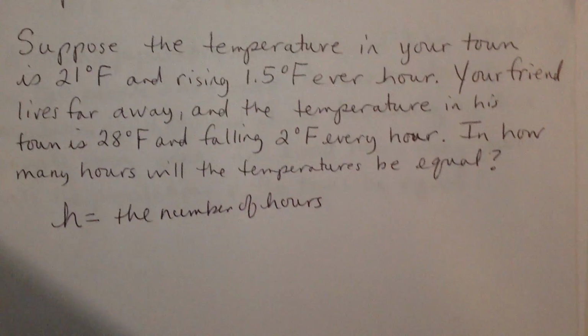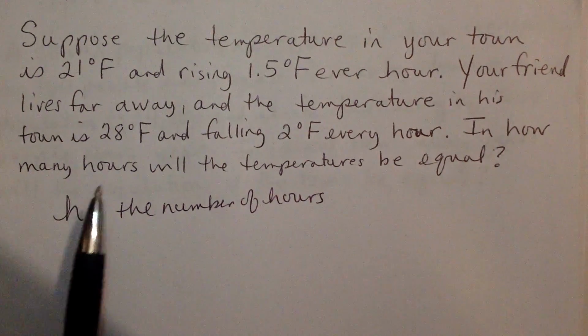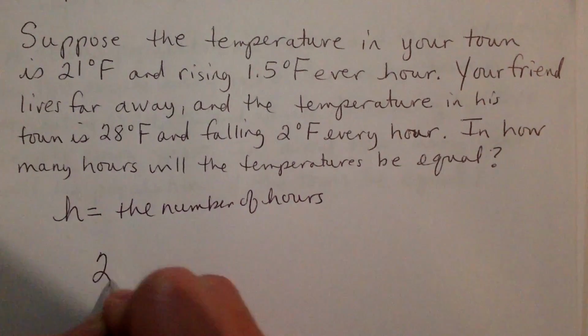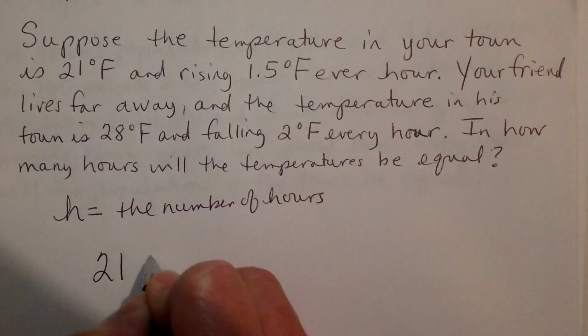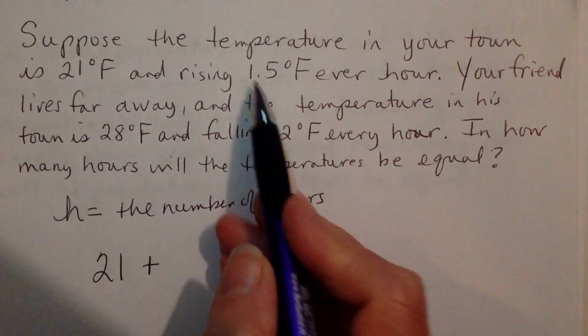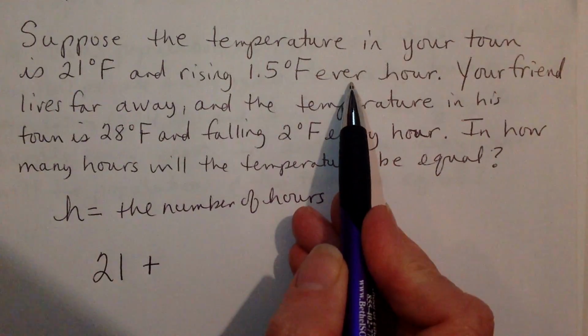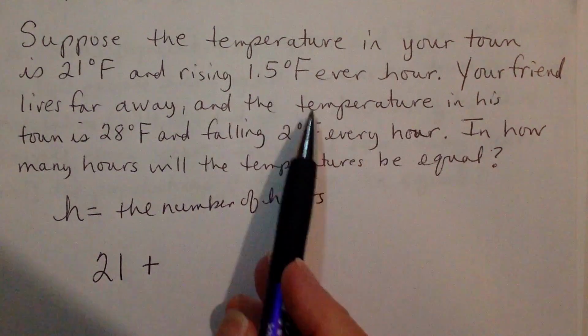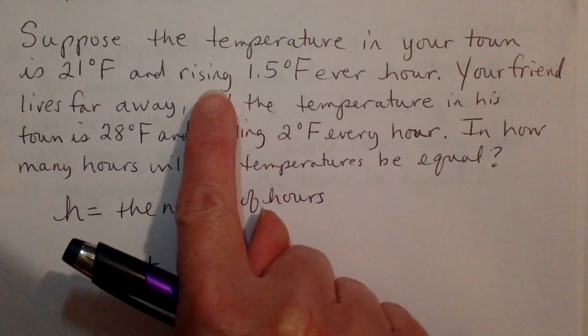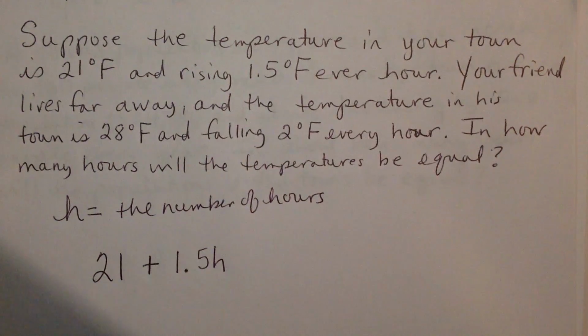Now, looking at the first sentence, the temperature in your town is 21 degrees Fahrenheit. So I'm going to take 21 degrees Fahrenheit, and it is rising, meaning increasing, addition, rising at 1.5 degrees Fahrenheit every hour. Okay, so here I'm going to represent 1.5H to represent the rising of 1.5 degrees Fahrenheit every hour. We will need to place an H with 1.5, showing that you are multiplying 1.5 times every hour.